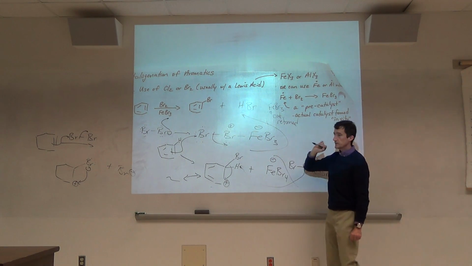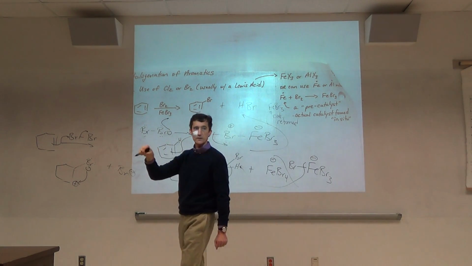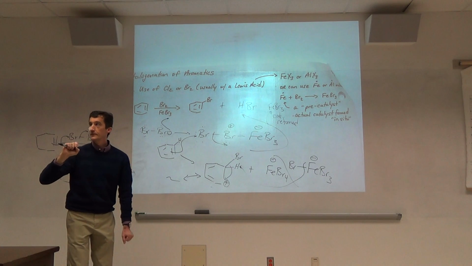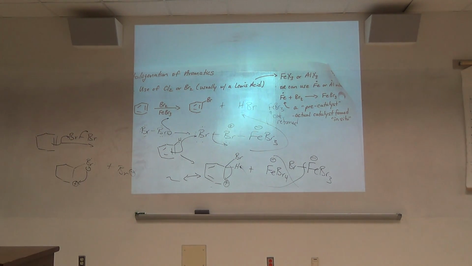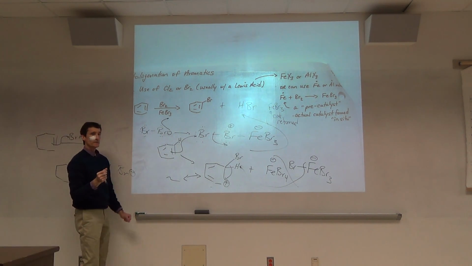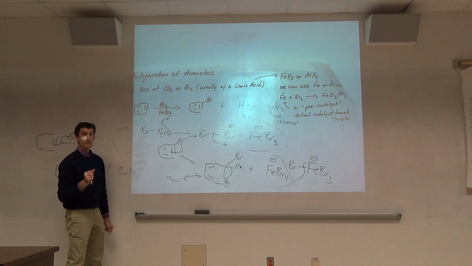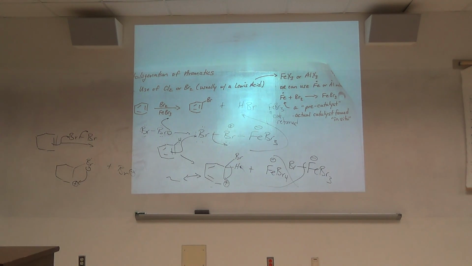A lot of times, especially in the old days, they would just throw in a little iron, like a rusty nail or something. Or maybe not a rusty nail. You get a little bit of the bromine reacting with the iron, making a little bit of FeBr3, and all you need is a little bit of catalyst, and then the catalyst is formed. Questions about this mechanism?